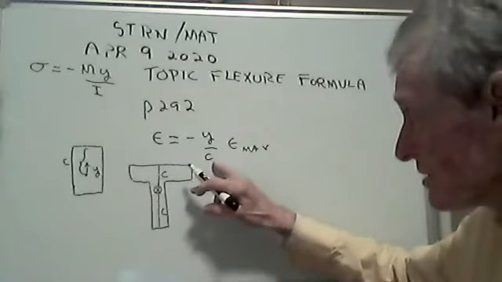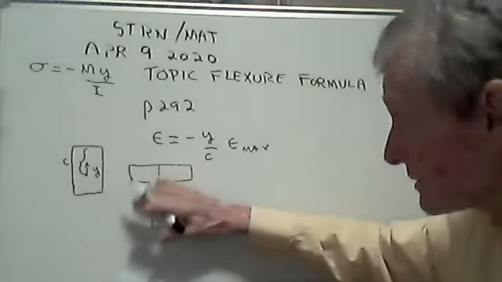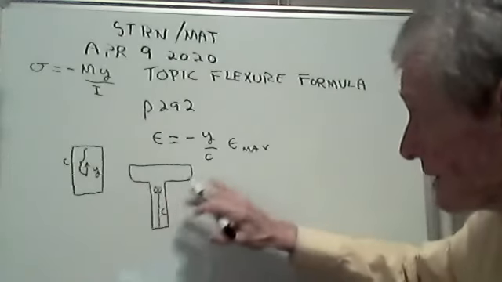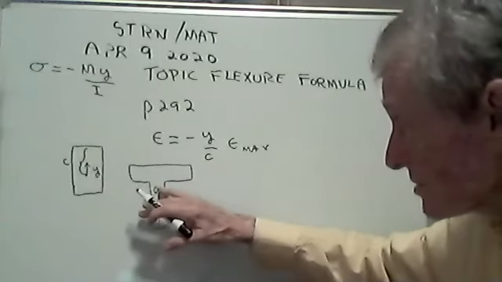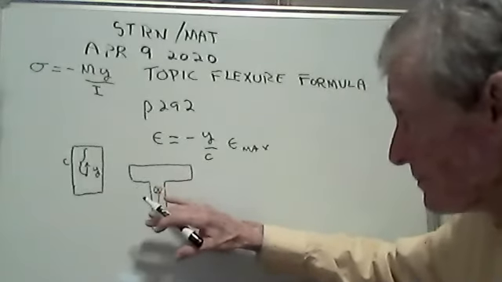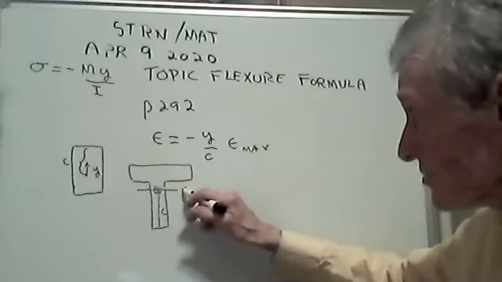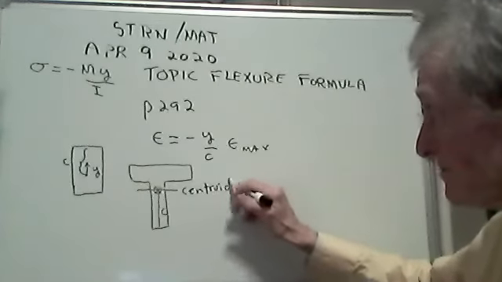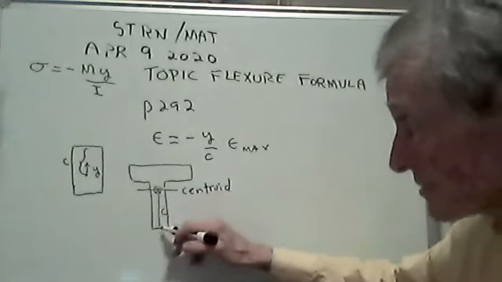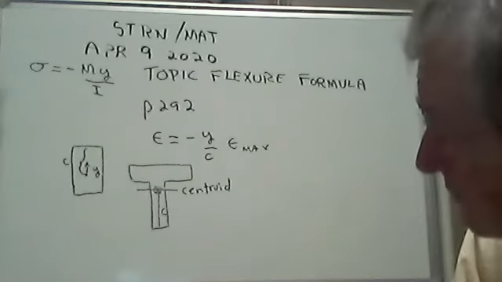See, c is the maximum value of y. You don't want it there, you want it here. C is the distance from the centroid. That's the centroidal axis. And it's to the farthest point on the piece that you can go.